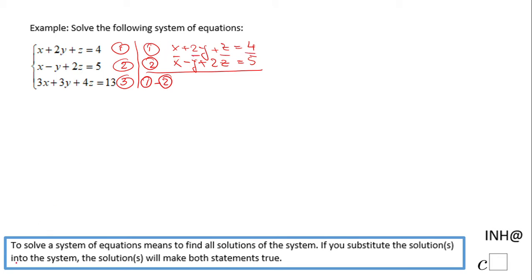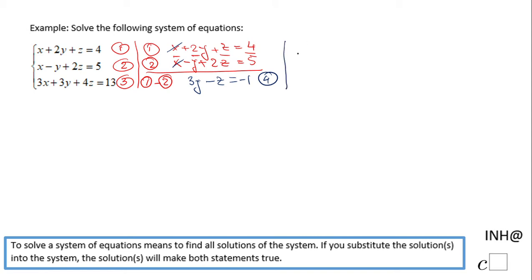If we do that, you notice that the x cancels out, and that was the reason we do that subtraction. Then we have 2y minus negative y, that will be 3y, positive z minus positive 2z, that will be minus z, and 4 minus 5 is negative 1. So I'm going to call this equation number 4, and then I'm going to do the same process, or a similar process in fact, for equations, let's say 2 and 3, but you can take 1 and 3.